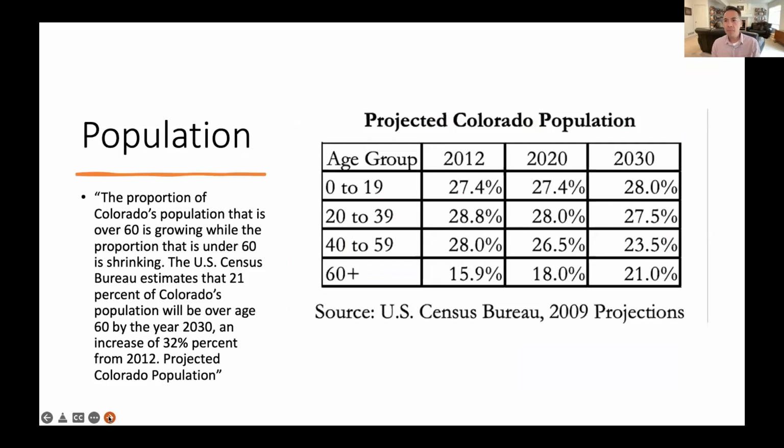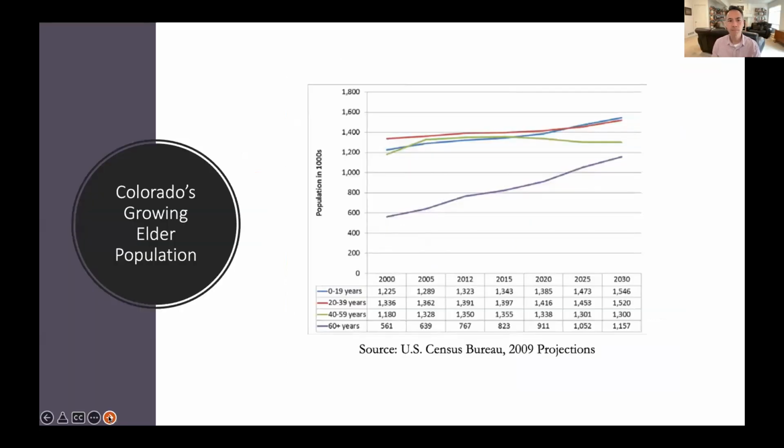Population of Colorado. This is a very Colorado-focused talk. This slide shows the growing population of people over 60, and again, it talks about how we are projected to grow by leaps and bounds by 2030. Next slide. A line graph for you people who like lines. Next slide.